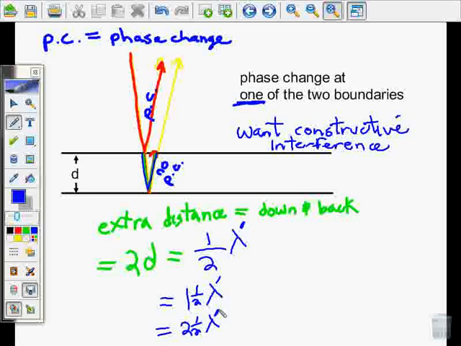So now we have to solve each of these for D, the thickness. So what does the thickness here have to be? What is it? 1/4 lambda prime. Or, what's the thickness? 3/4, right? Or, what's the thickness? What is that? 2 1/2 divided by 2, so that would be 5/4. Somebody said it too, I heard it.